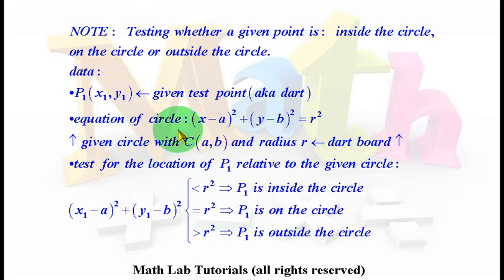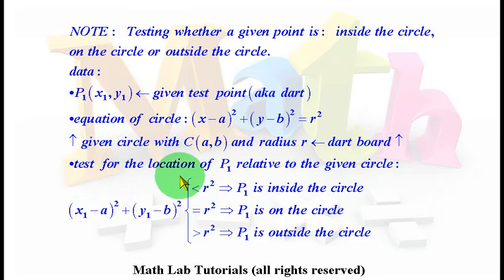Okay, so the equation of the circle in general is (x − a)² + (y − b)² = r². And so that circle will be given. It has center (a, b), and of course the radius is r. And we'll declare that to be the perimeter of the dartboard. So you're given the dart, you're given the dartboard, and you want to find out whether the dart is actually inside the dartboard, on the perimeter of the dartboard, or outside the dartboard. That's essentially what we're trying to do. And we have a simple test for doing that.